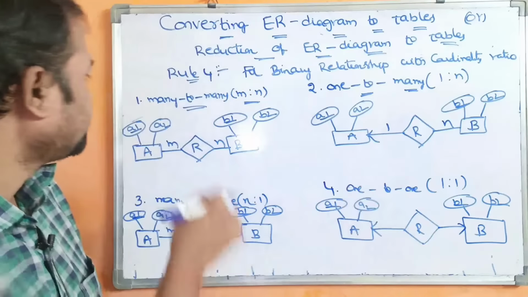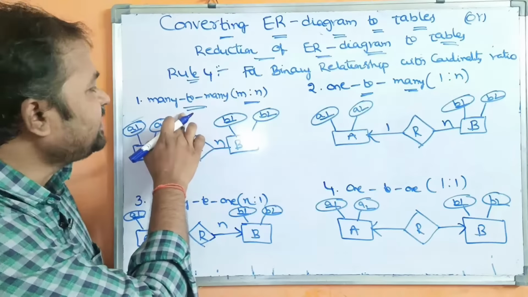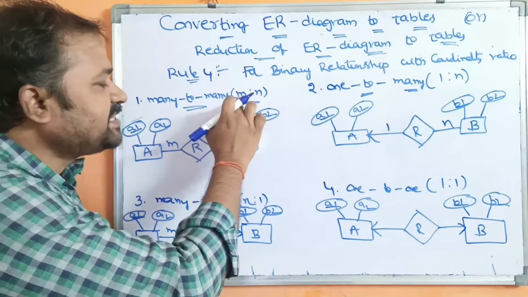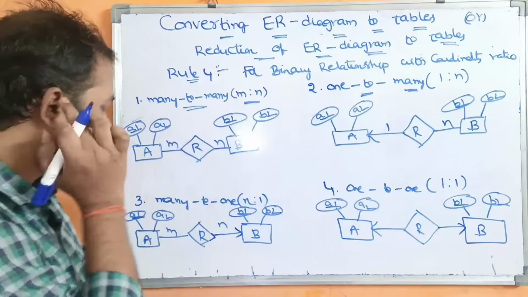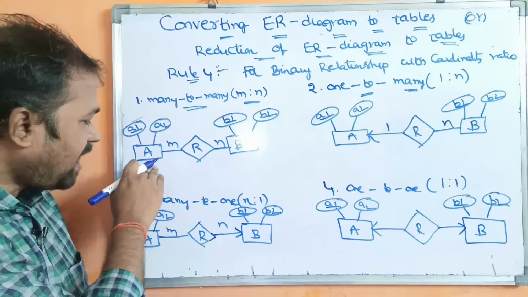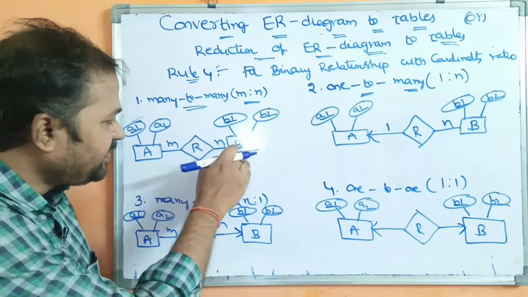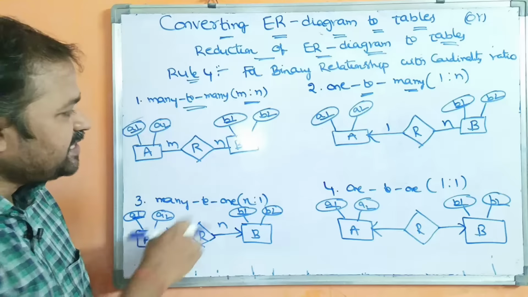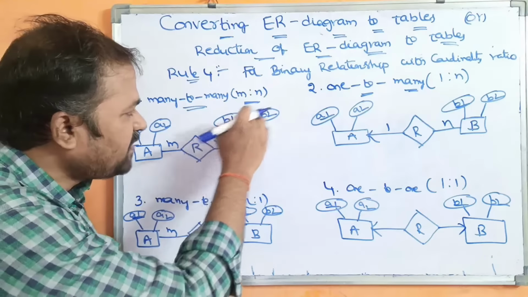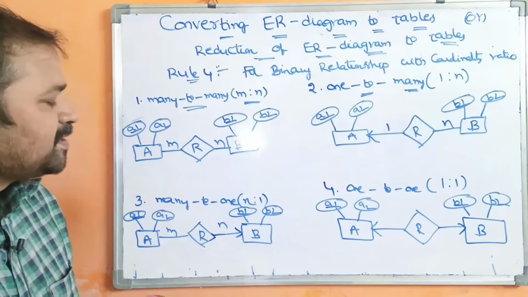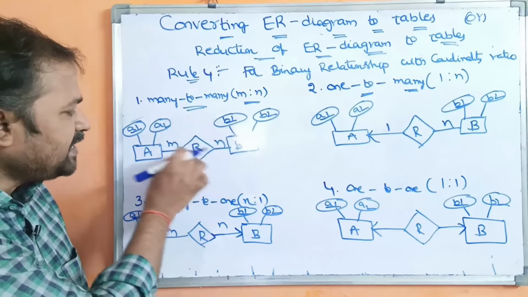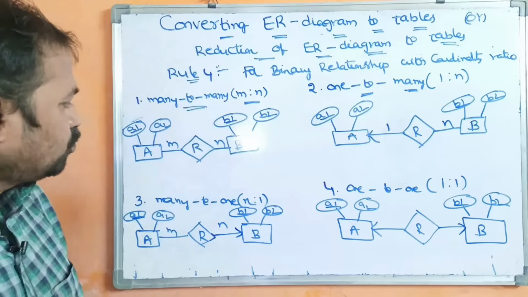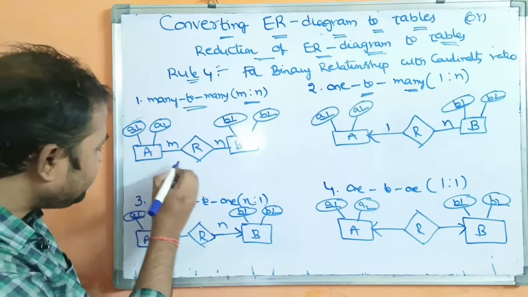First one is for binary relationship with cardinality ratio many to many, represented by m is to n. So here we have two entity sets, A and B. Attributes of A are A1 and A2, where A1 is the primary key. Attributes of B are B1 and B2, where B1 is the primary key. For many to many, no arrow is needed. In order to translate this into tables, we require three tables.